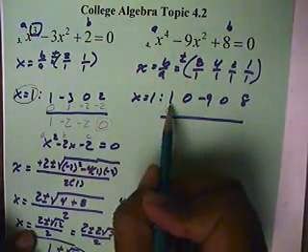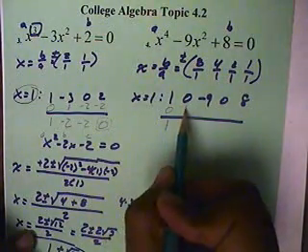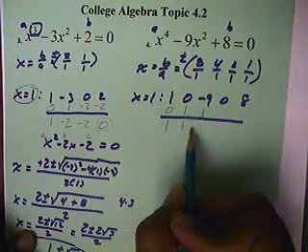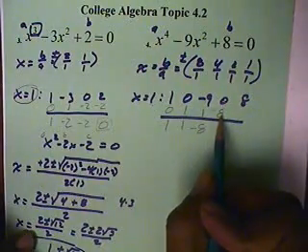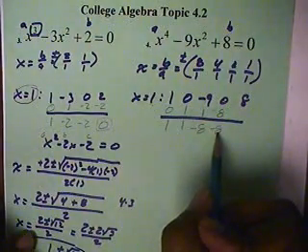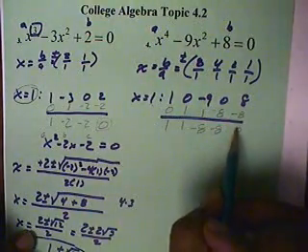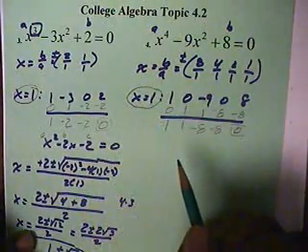So 1 added to 0 is 1. 1 times 1 is 1. 0 added to 1 is 1. 1 times 1 is 1. Negative 9 added to 1 is negative 8. And negative 8 times 1 is negative 8. 0 added to negative 8 is negative 8. And negative 8 times 1 is negative 8. We get 0 here. That means that this is a solution.